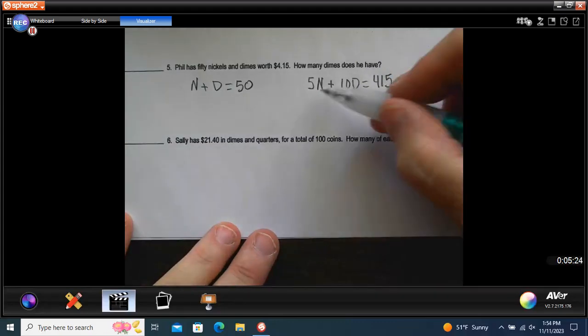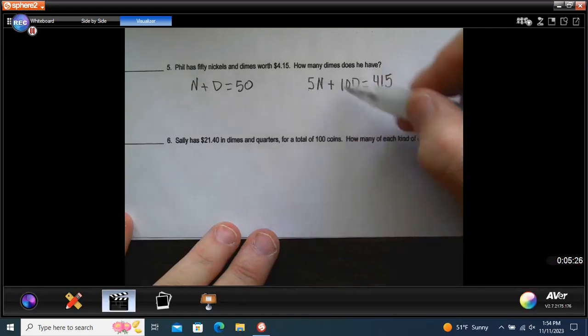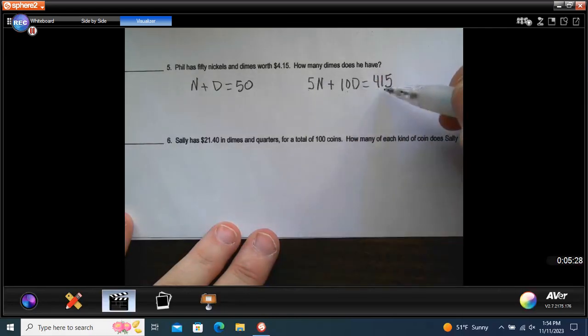If I don't use decimal points, like if I don't put 0.05 and 0.10, if I did that, I would make this 4.15. And it's just easier to not have the decimals. So I do it this way. Okay.